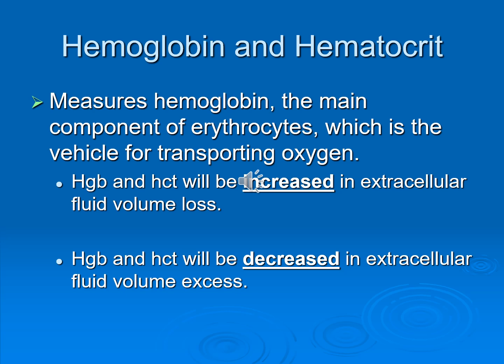Hemoglobin and hematocrit is a very common test that you will see with pediatric patients. When you look at measuring hemoglobin, the main component is erythrocytes. This is the vehicle that transports oxygen. So when there is fluid volume loss, you're going to see an increase in the hemoglobin and hematocrit. And then when you look at extracellular fluid volume excess, you'll see that hemoglobin and hematocrit are decreased.